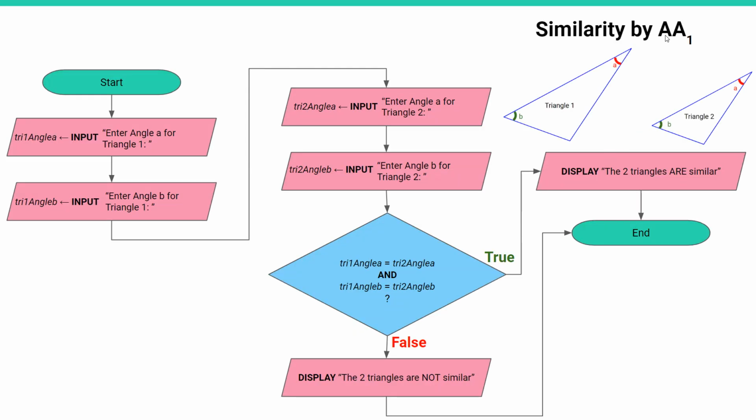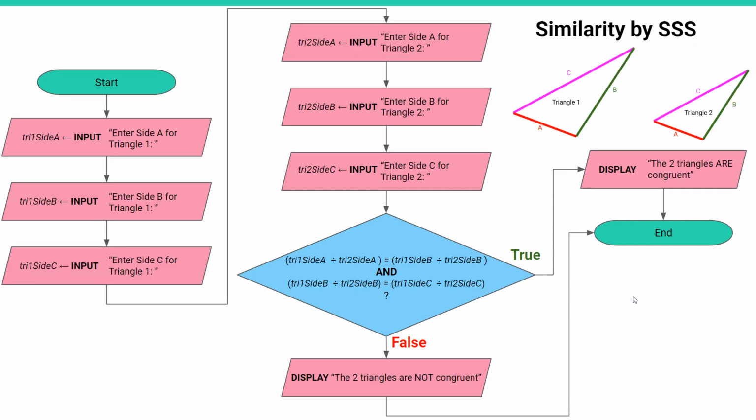So you can do similarity by angle. So we're asking for 2 angles for 2 different triangles, angle A, angle B, angle A, angle B in this case. If both of those angles are the same, then we have similarity. And there are 3 different combinations of pairs of angles there, so we cover them in 3 different flowcharts. We also have similarity by side. So here we need 3 pieces of information per triangle, the 3 sides.